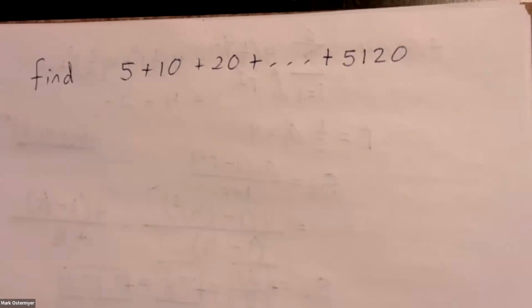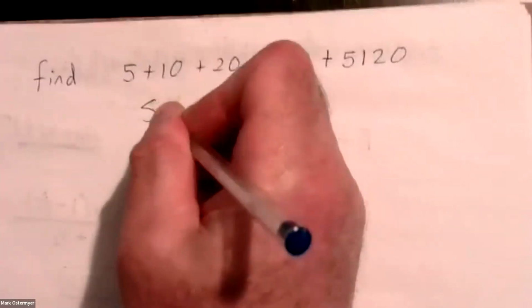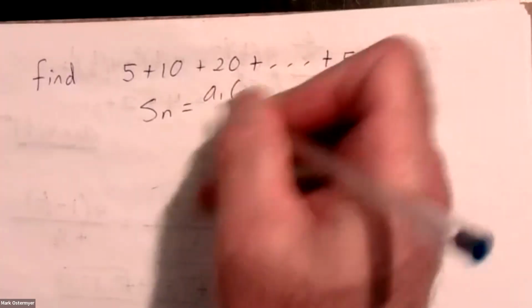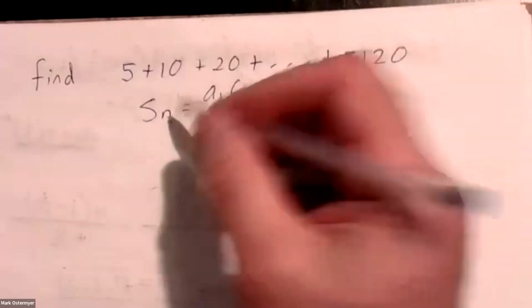I mean, I see plus dot, dot, dot there. I don't know how many terms are in between the pluses and the dots, correct? I don't know what term that 5,120 is. Is it the 10th term, the 20th term, the 50th term? I don't know. We've got to find that out. Because remember, if we're going to use our sum formula here, we've got to know how many terms we're adding together. We've got to know what n is.